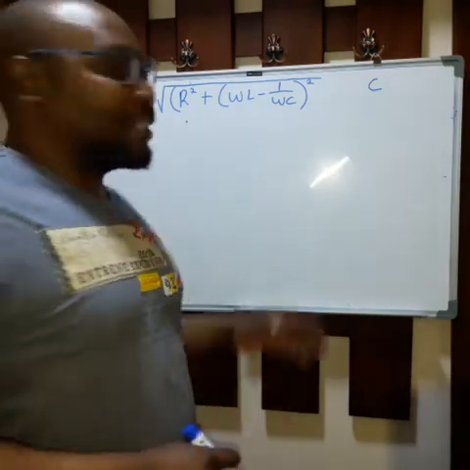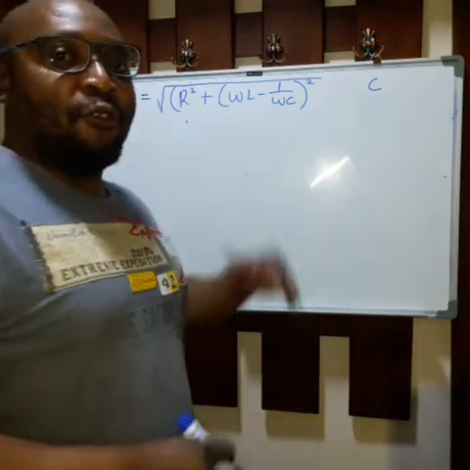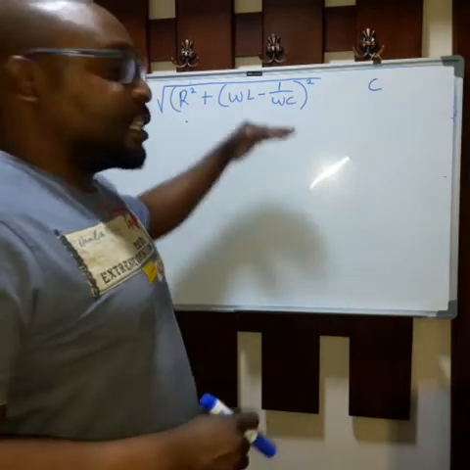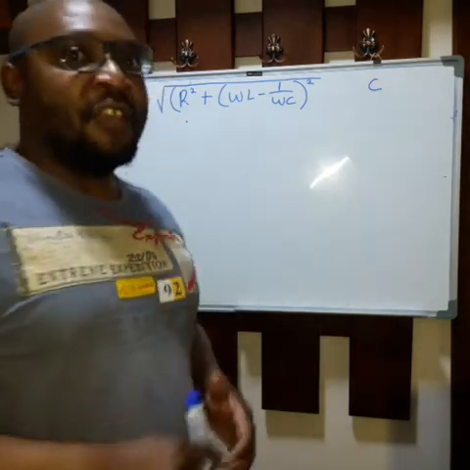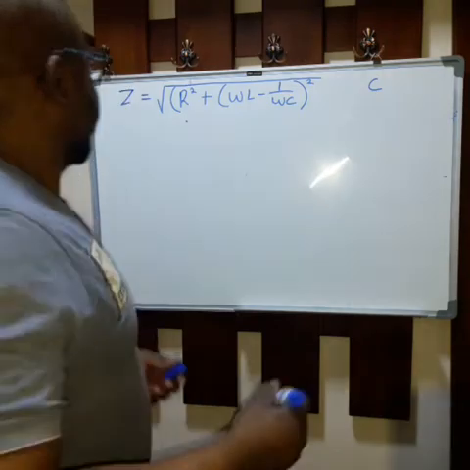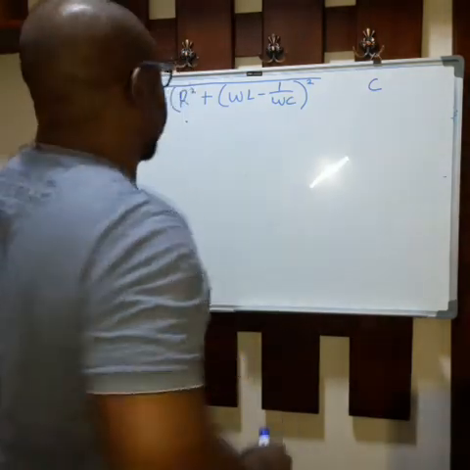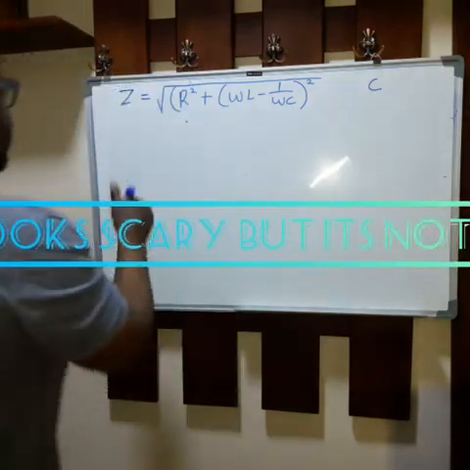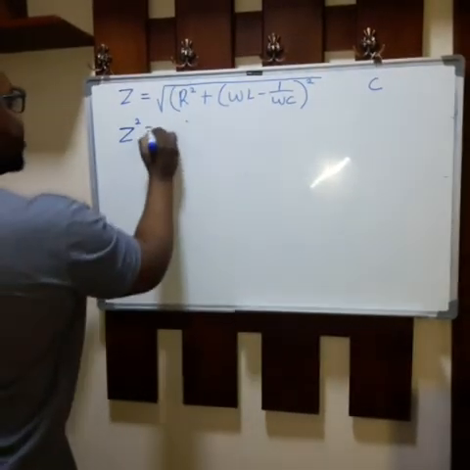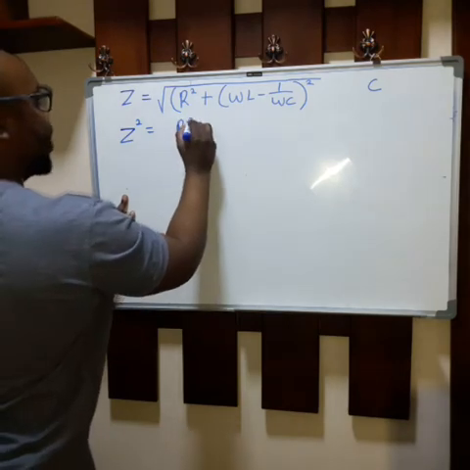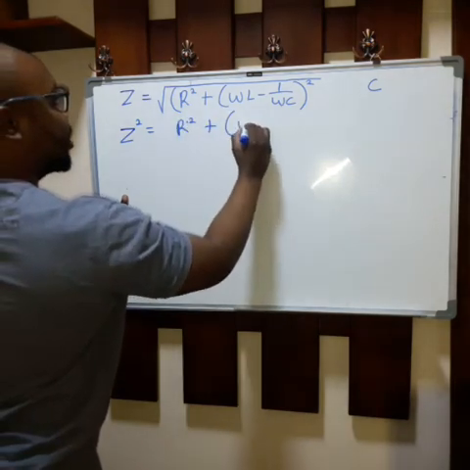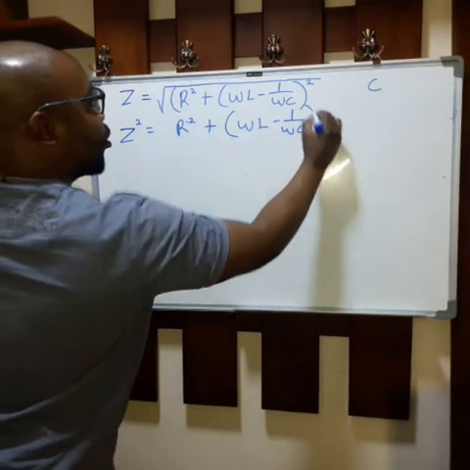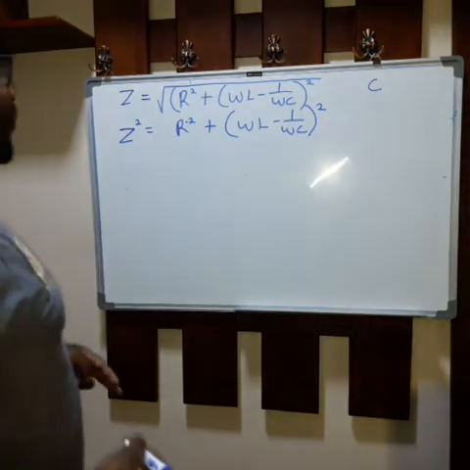So I have got an example with me. It looks scary. It's quite long, but if you follow the steps, I don't think you have any problem with any question. Okay, so let us follow, and I believe everyone is going to get it right. So we want to make C the subject of the formula. So the first step is to remove the root sign on the right side, and we put a square. It's going to be z squared is equal to r squared plus open bracket wl minus 1 over wc close bracket square. That is the first step.